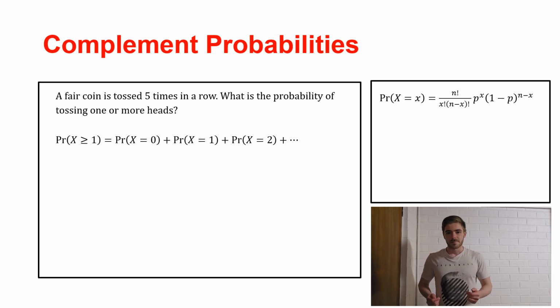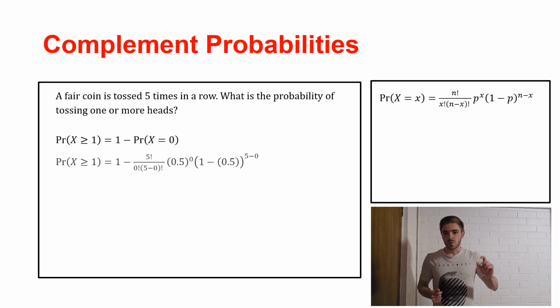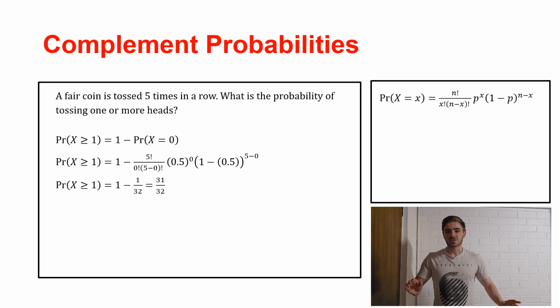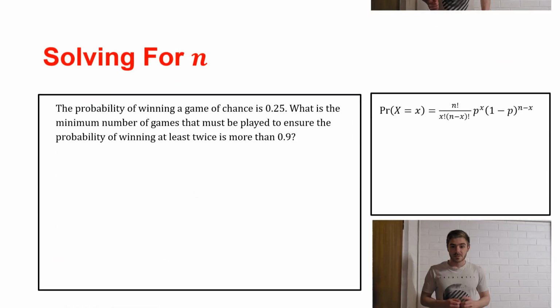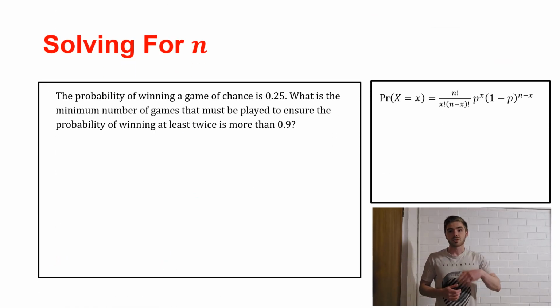There's a better way. Instead, we're going to calculate the complement to this. The complement to x greater than or equal to 1 is x equals 0. And solving 1 minus the probability of x equals 0 is much simpler because you only have to solve one Bernoulli sequence.